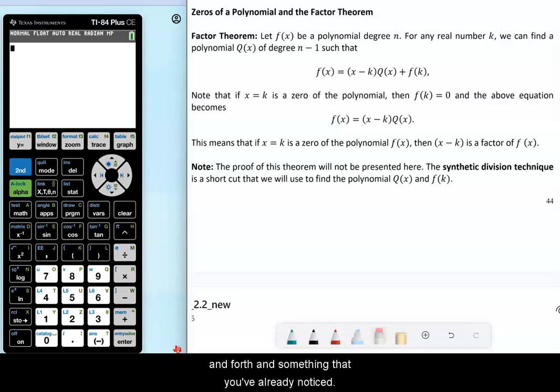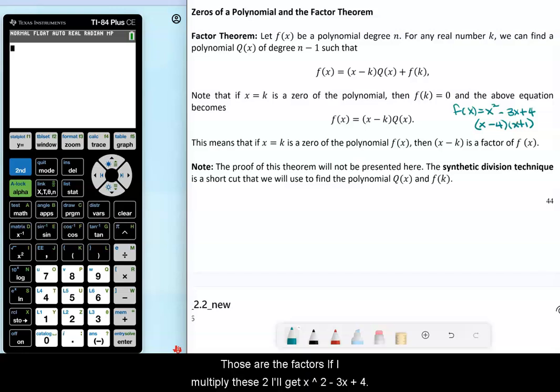And that just goes back and forth, something that you've already noticed. If I have something like f of x equals x squared minus 3x plus 4, let me factor that guy. This guy factors to x minus 4 times x plus 1. Those are the factors. If I multiply these two, I'll get x squared minus 3x plus 4. And if I want to find the zeros, I take the factors and set them equal to 0. And I end up with x equals 4 and x equals negative 1.